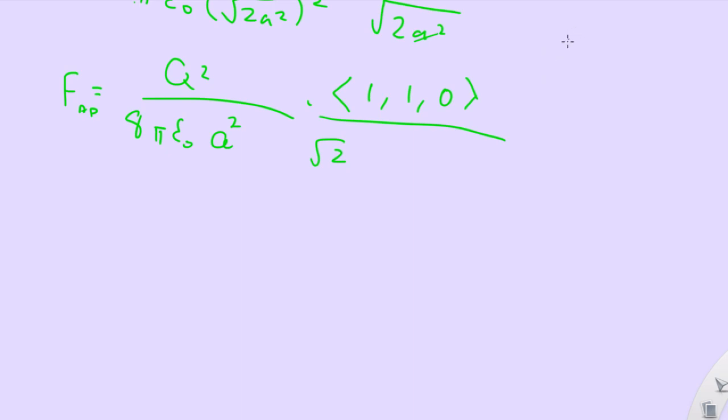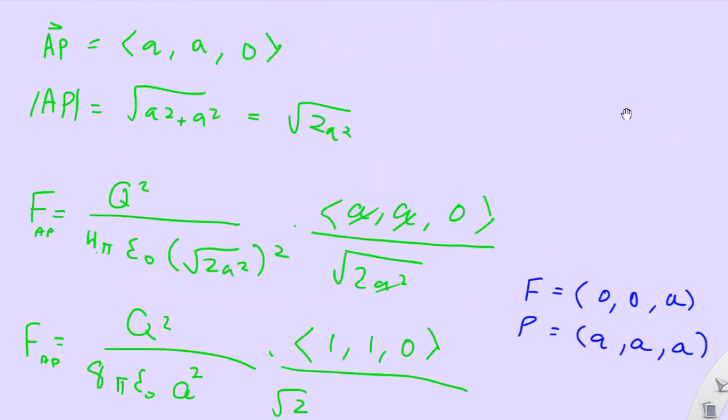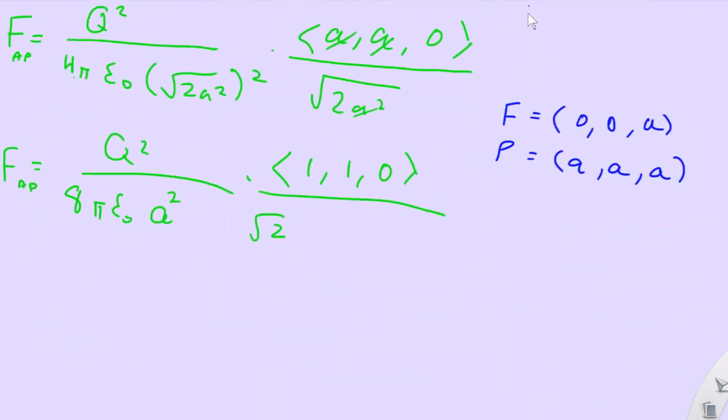Alright, so let me do this one over here. F. This is point F, not force. F equals, what was it, 0, 0, A? P is still F, A. Oh, it was A, 0, 0. A, 0, 0. Right? A, 0, 0.